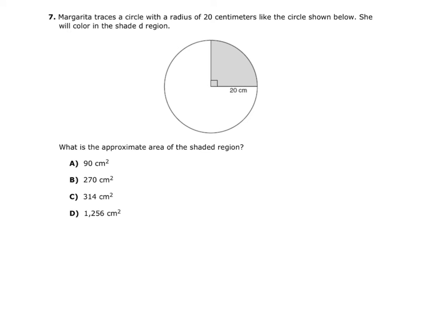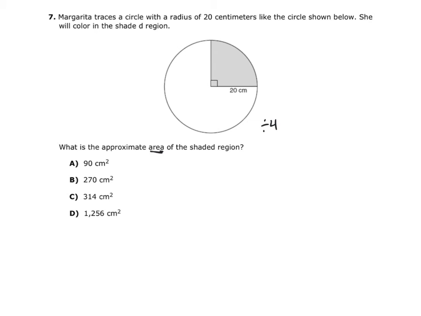Number 7 says Margarita traces a circle with a radius of 20 centimeters, like the circle shown below. She will color in the shaded region. What is the approximate, which means closest area, so we're looking for area, of just the shaded region? So when we look, that is a quarter of the circle, so we're going to have to divide at the end, divide by 4, because it's a quarter of a circle.